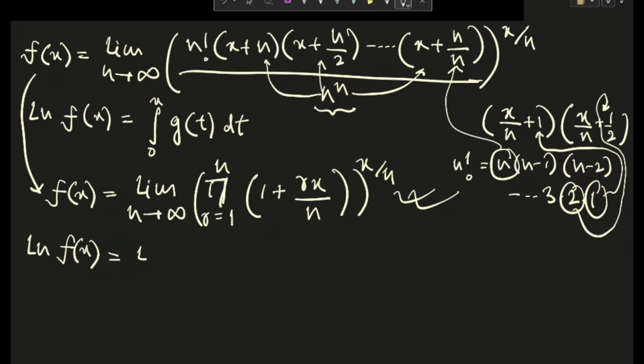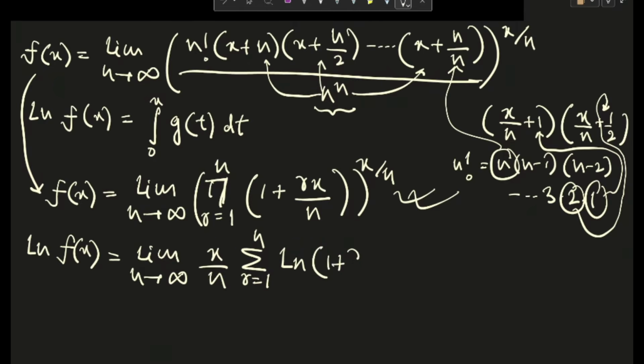will be limit n tends to infinity, and now x by n will come here, and we will have sigma r equals 1 to n, and ln of 1 plus rx by n. I guess this is it, yeah.